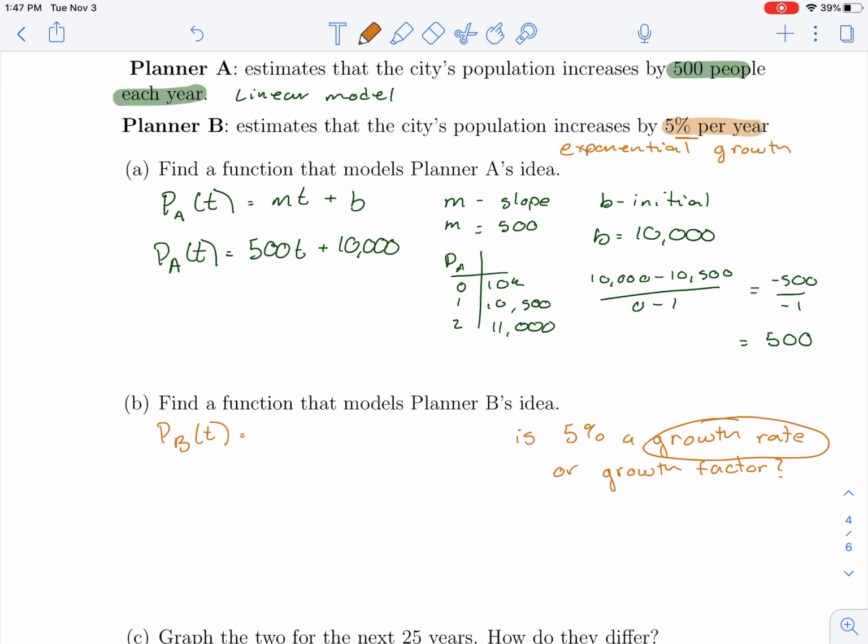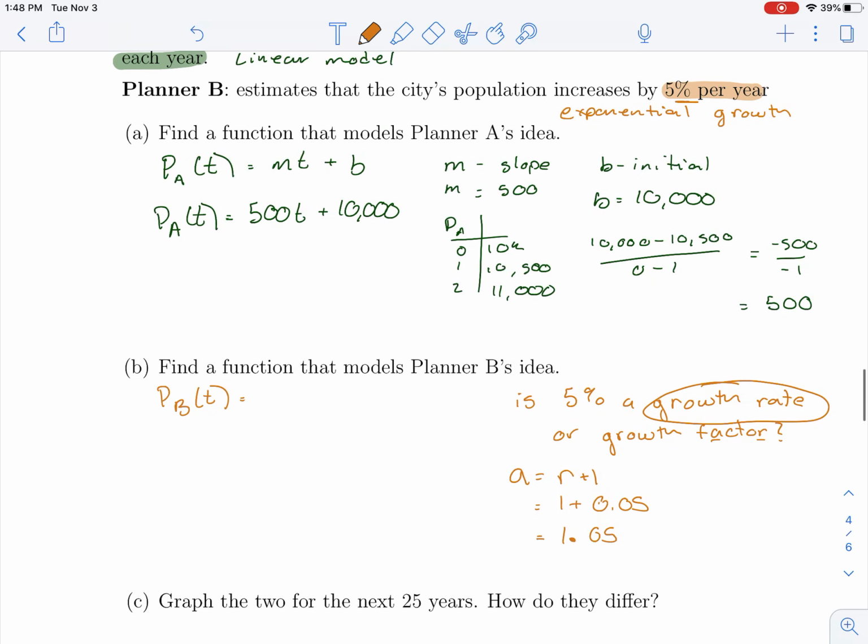Because remember, we have this fun little equation that A is R plus 1. My growth factor, remember A is before R, so our growth factor A equals 1 plus our growth rate. So it means that A would equal 1 plus 0.05, because that's how we talk about percents and decimals. So 1.05 would be A. I kind of jumped the gun. I was really excited about that.